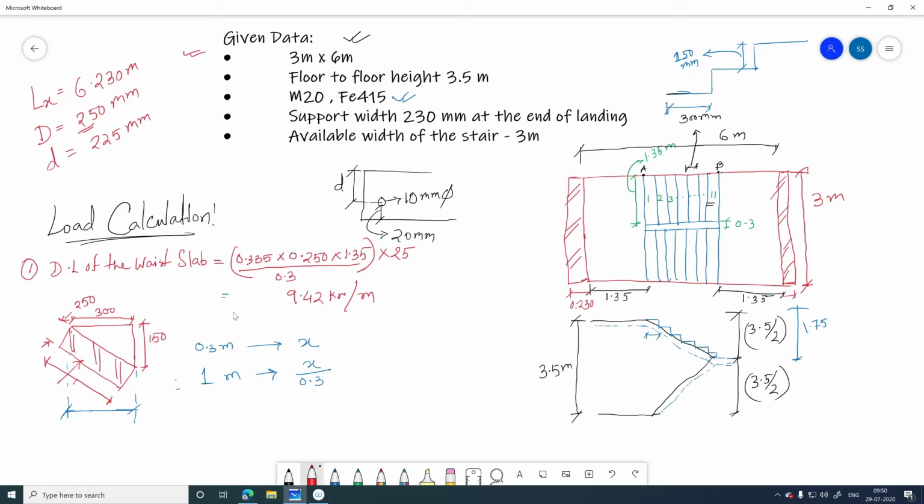Now the same thing we need to do for determination of the dead load of the steps also. Okay, so let us determine the dead load of the steps. Dead load of the step. So dead load of the step means this particular portion, right? So what is the area of this triangular portion? That will be half into the base into the height, you can say 0.3 into 0.15. This is the area.